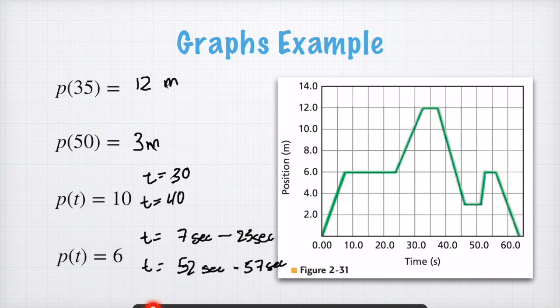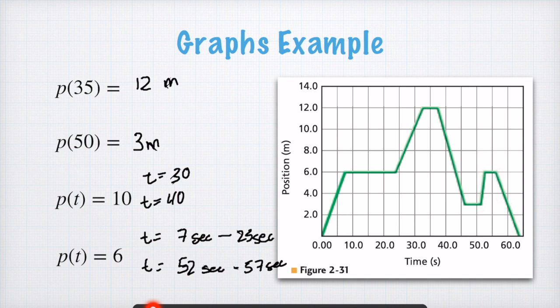And what you can do now is you can say, okay, from 7 seconds to 25 seconds into the store, he was 6 meters into the aisle. And here it's the same thing. From 52 seconds to 57 seconds from the time that he entered the store, he was 6 meters into the aisle. So that's probably when he's searching really hard for these chips. And we can use these things to help talk about our graphs, and it makes it really easy.